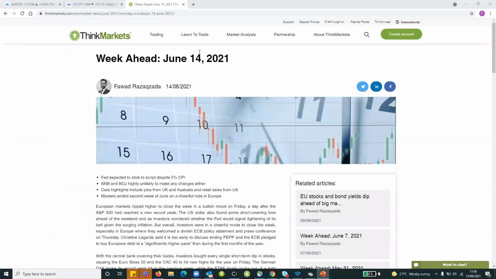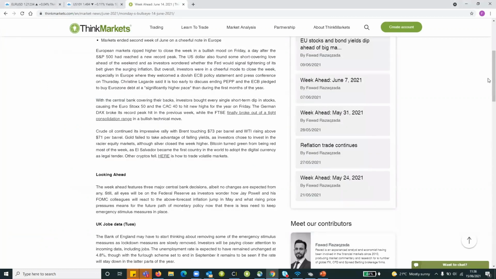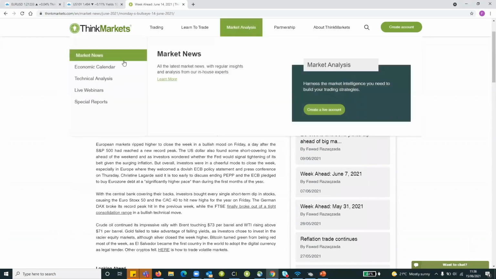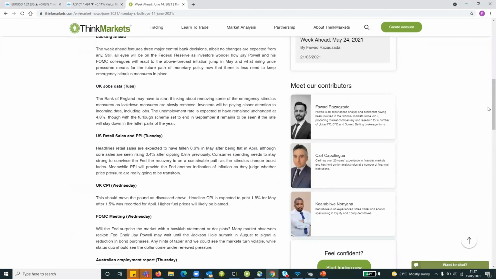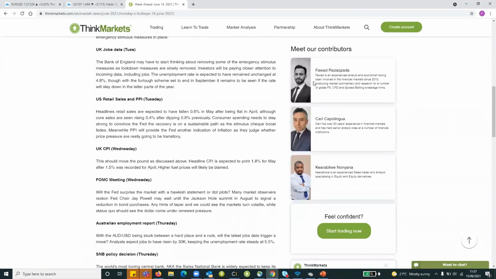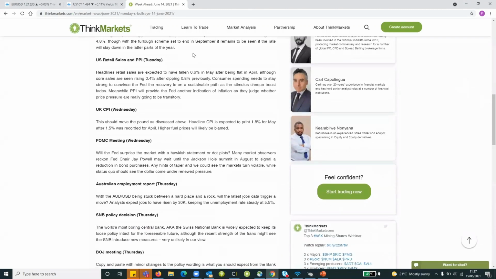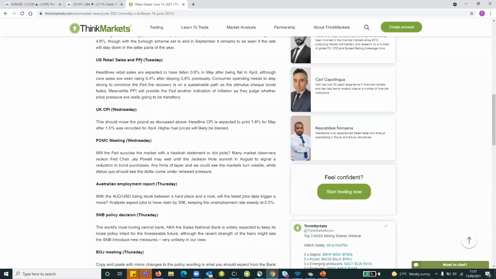This is the key events for this week. I prepared a week ahead report, which I normally do on a Friday for the upcoming week. So if you go to the website, market news section, you will see the latest week ahead report. And in this one, you can see that we've got a few things coming up this week. UK jobs came out this morning. Retail sales in the afternoon from the US is going to be important. We also have PPI, Producer Price Index.